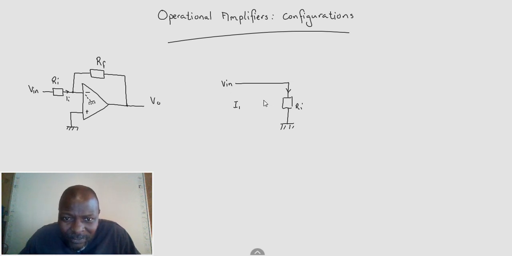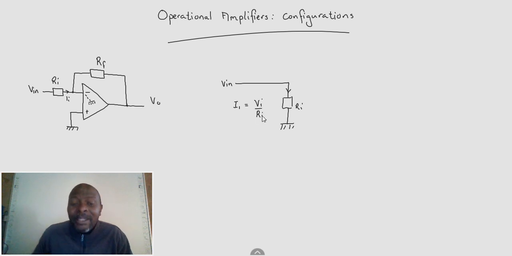So we have our I in being determined by Ohm's law, V over R, and that is V in over R in. So that is our current.